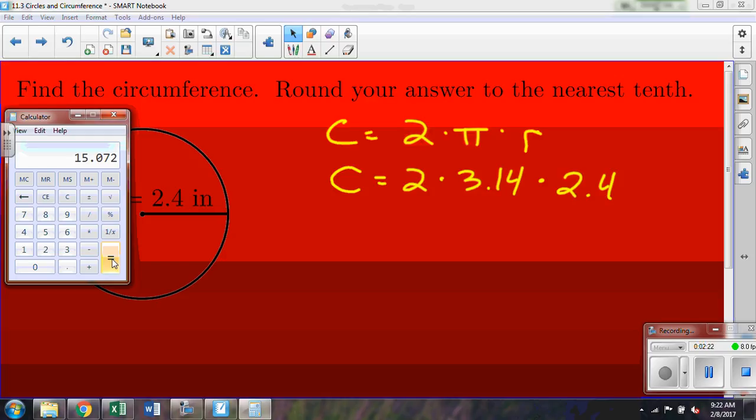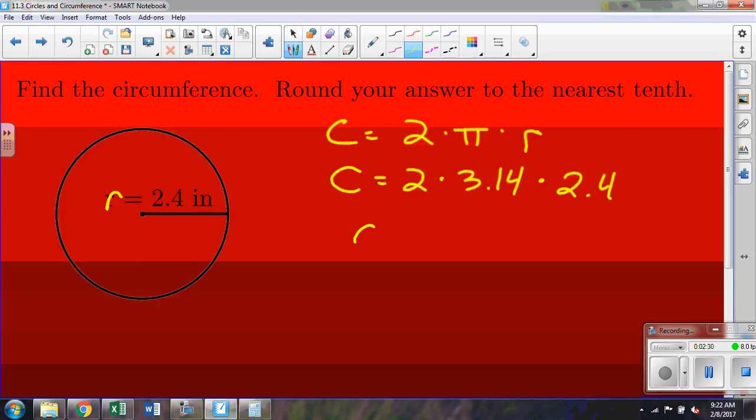Rounding that answer to the nearest tenth, as the directions tell us to, 15.07 would round to 15.1. And since perimeter is length, since circumference is length, our label is inches. Done.